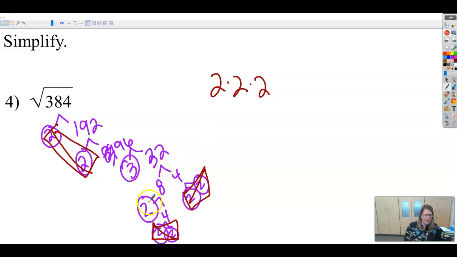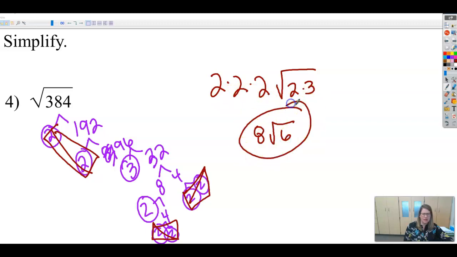And this 3 and this 2, they both are loners. They don't have a pair. So they are going to stay inside. I will multiply them back together on the inside. So 2 times 2 is 4, and 4 times 2 is 8. And then 2 times 3 is 6. So 8 on the outside and 6 on the inside of the radical.